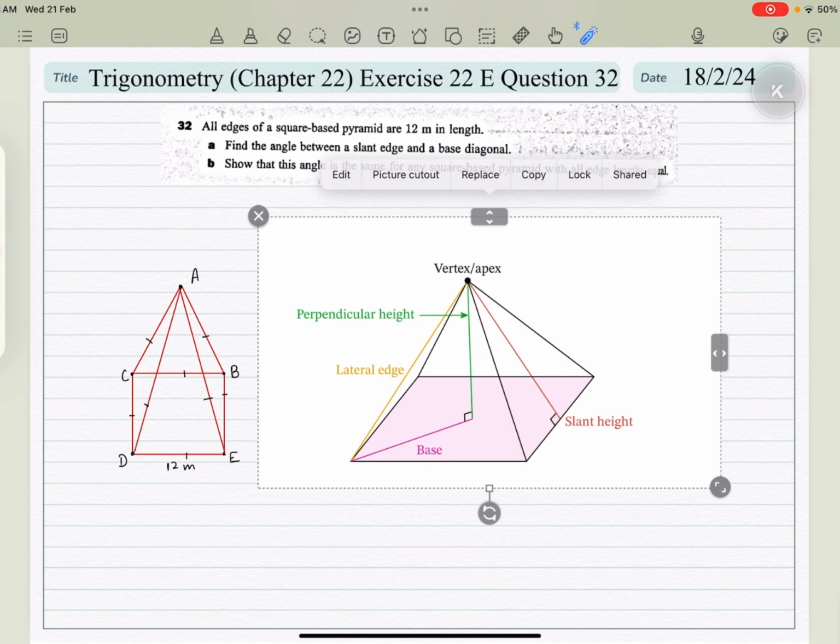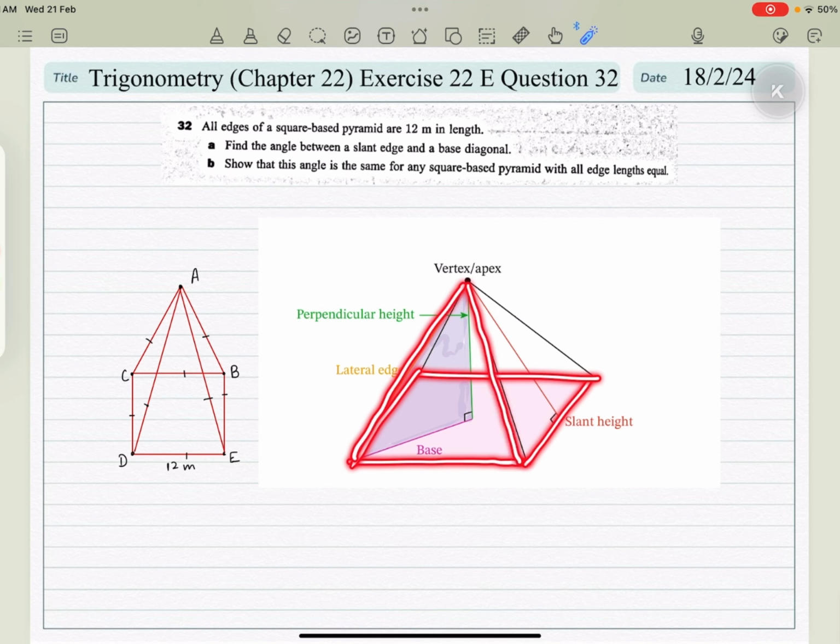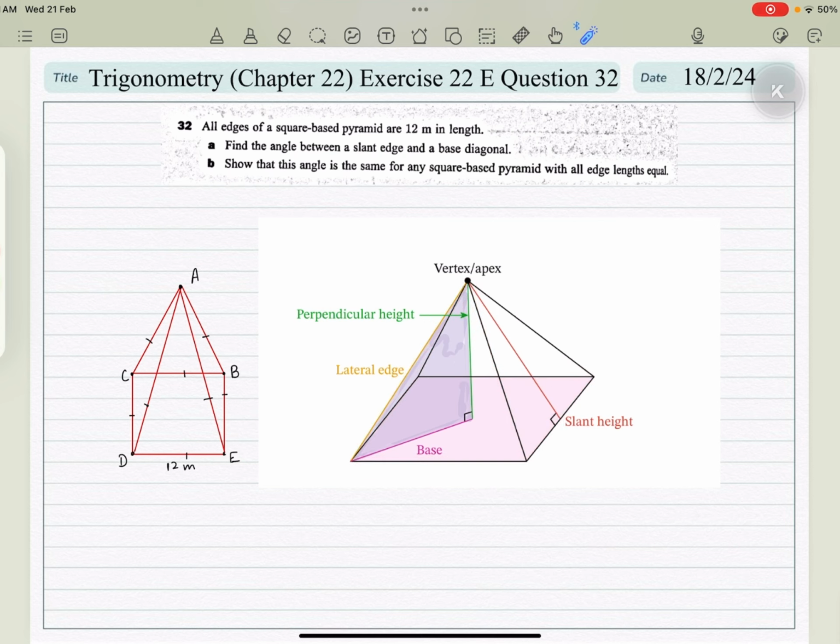So when we're given this information, what we have to pull out of it is that this, and this, and this all are 12 meters. Now, having known this, we're going to move on to the first question, which says to find the angle between a slant edge and a base diagonal.